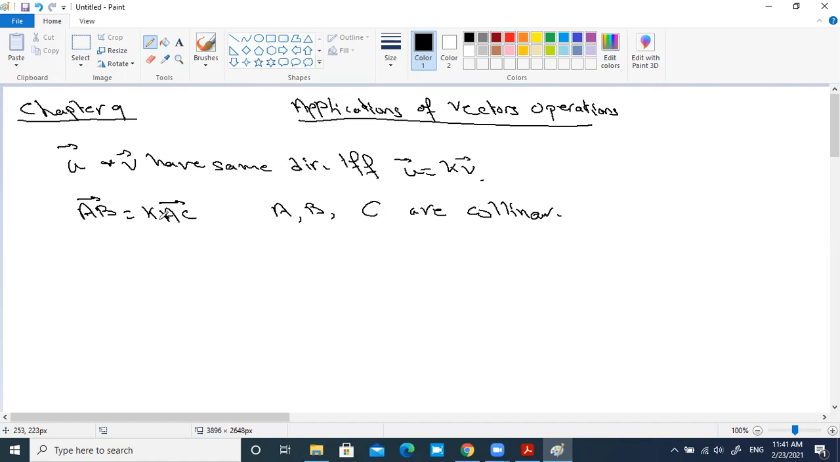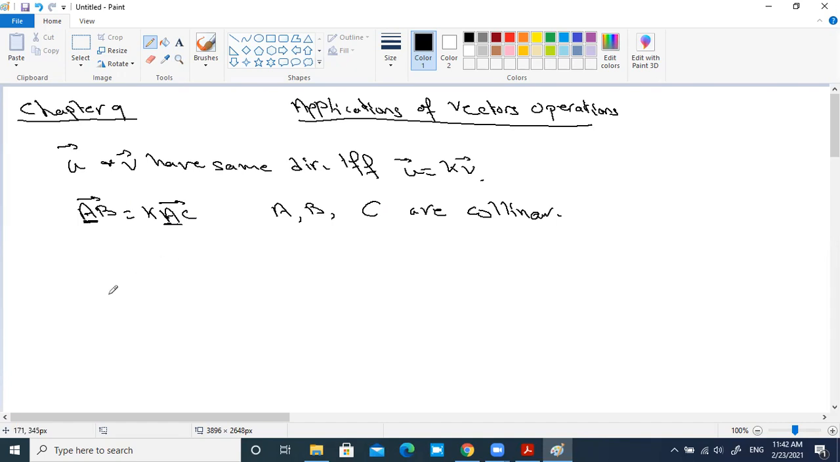Or not necessarily AC. For example, AB is equal to some constant times vector BC, or BC is equal to some constant times vector AC. It means that we must have one point in common. So here AB is equal to some constant times AC, which means the 3 points should be collinear.